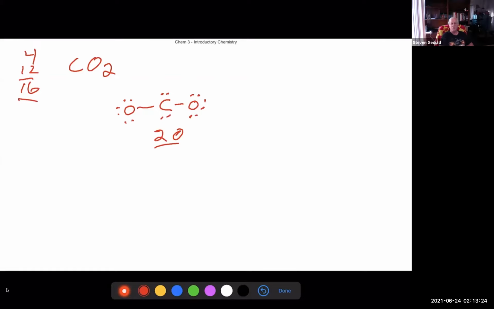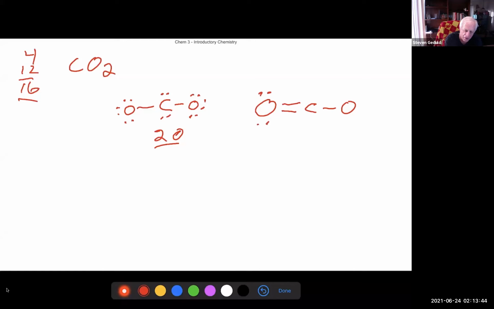All right, so something's wrong. We have to lose electrons somehow. So we're going to do what's called a multiple bond. We can make a double bond. So in other words, if we go oxygen, double bond, carbon, single bond. Now put the dots around it. So there's 2, 4, 6, 8 around oxygen, 2, 4, 6, 8 around carbon, 2, 4, 6, 8 around oxygen. Everything has 8. Count your electrons.